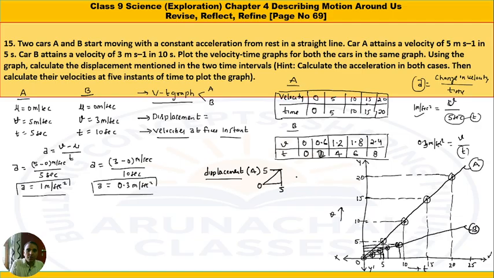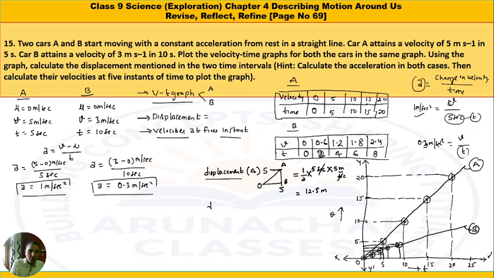So area of triangle ABO is half base into height. Here the base is the distance from O to B, it is 5 second, multiplied with the height, AB, which is 5 meter per second. Second and second get cancelled. 5 times 5 is 25, 25 by 2, that is 12.5 meter.